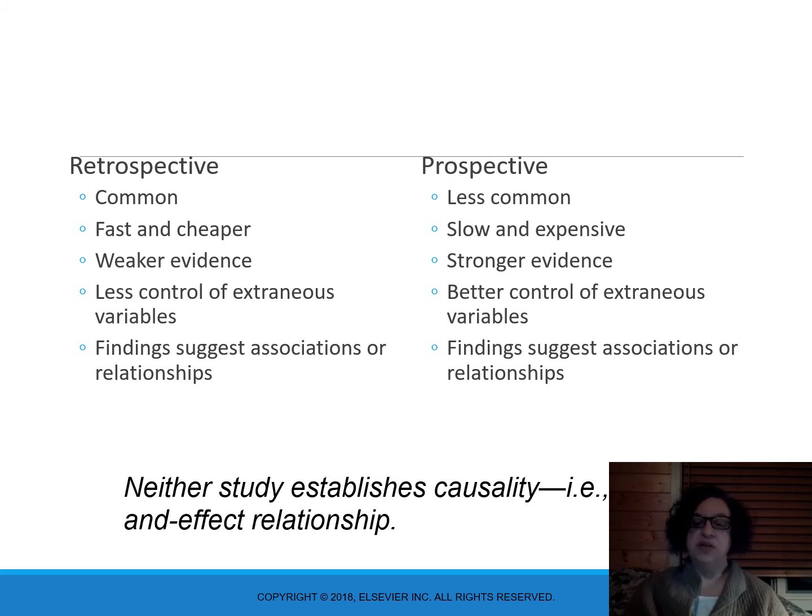Prospective means you're looking into the future. So you're starting here and you're planning to study into the future with your study participants. These types of studies are less common, and that's honestly because they are slow and expensive. In research, money is king and it can be hard to come by. But these types of studies do give us stronger evidence because we have our starting point and we follow it into the future. You have better control of extraneous variables because you're getting your research participants right at the beginning and then following them into the future. And these findings suggest associations or relationships as well. That part we do have in common.